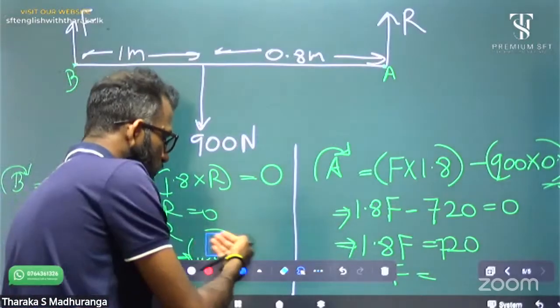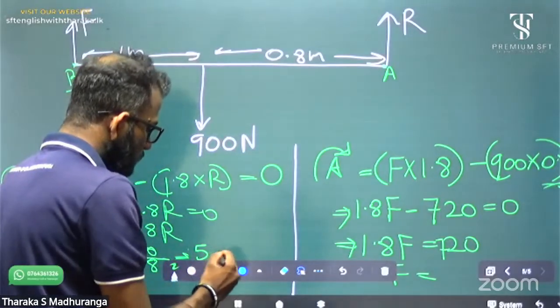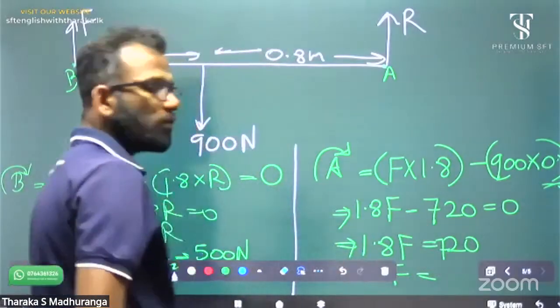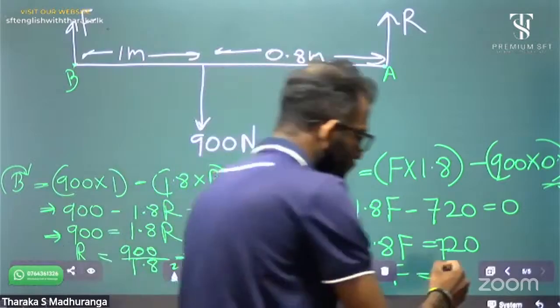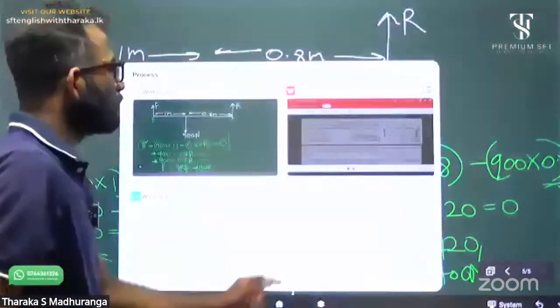It's 500, not the fourth answer. 500. Okay, now this answer is correct. F over F equals 720 over 1.8. It is 400. Okay, now the F value equals 400. F equals 400.